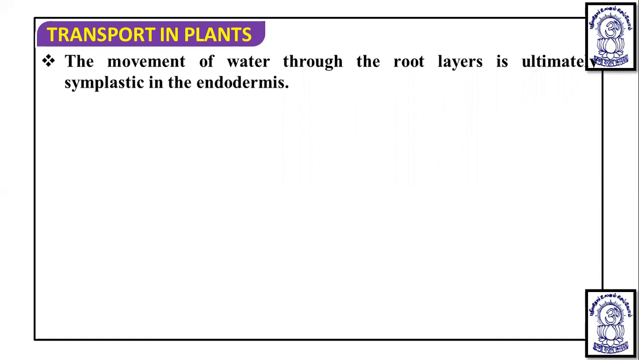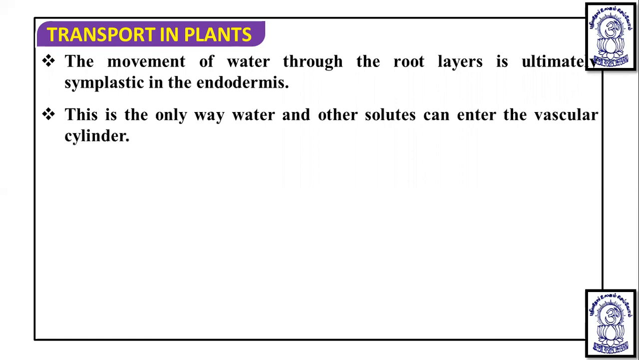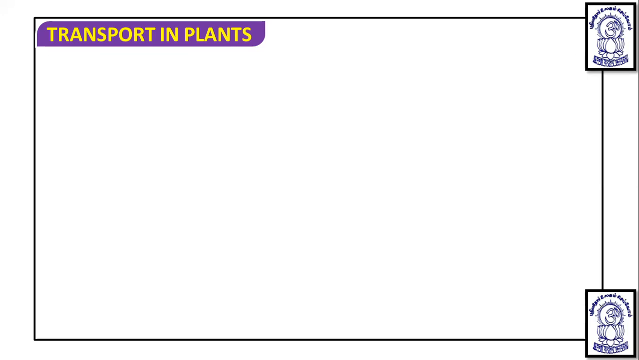So movement of water through the root layer is ultimately symplastic in the endodermis. It is according to the NCERT. Remember, this is the only way water and other solutes can enter the vascular cylinder, that is, the xylem. Okay. So this way the symplastic movement can occur.